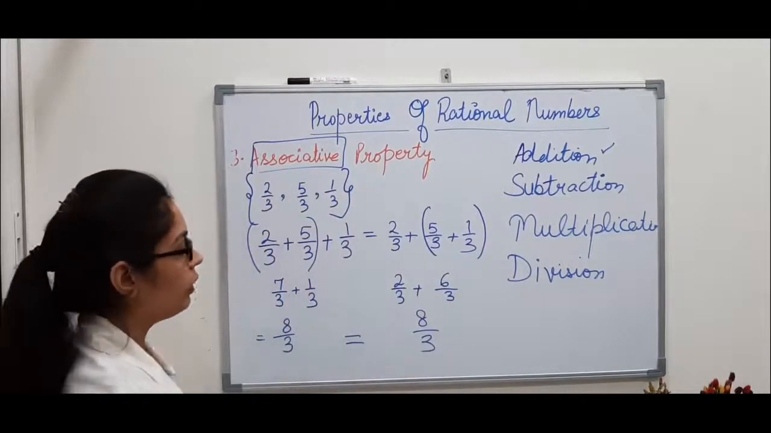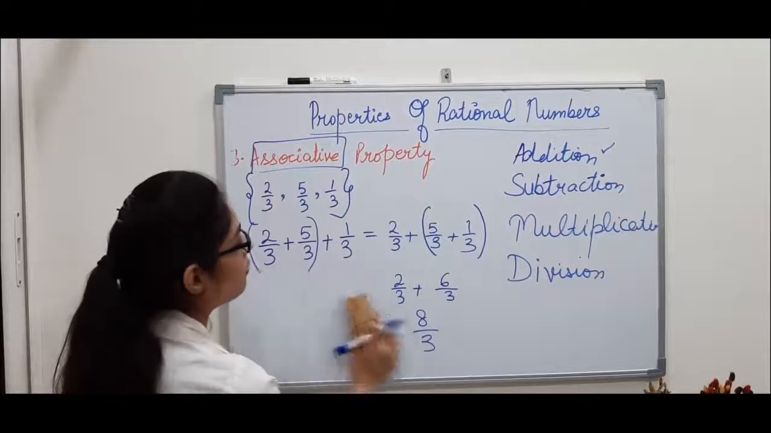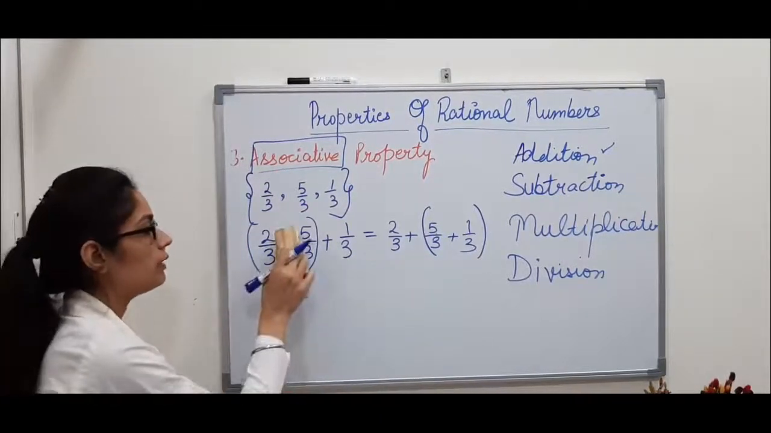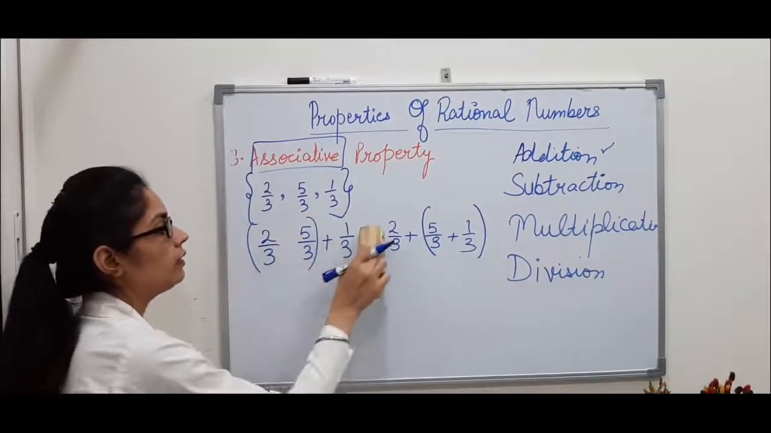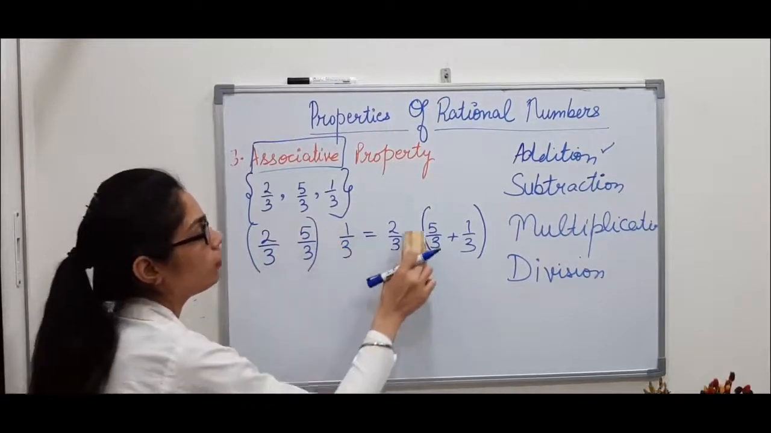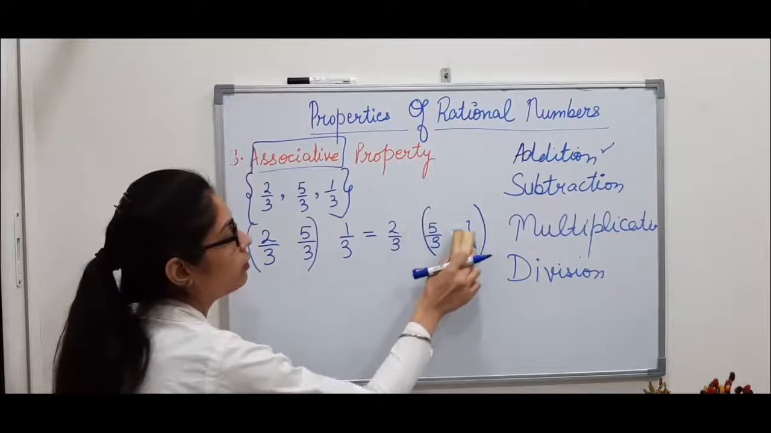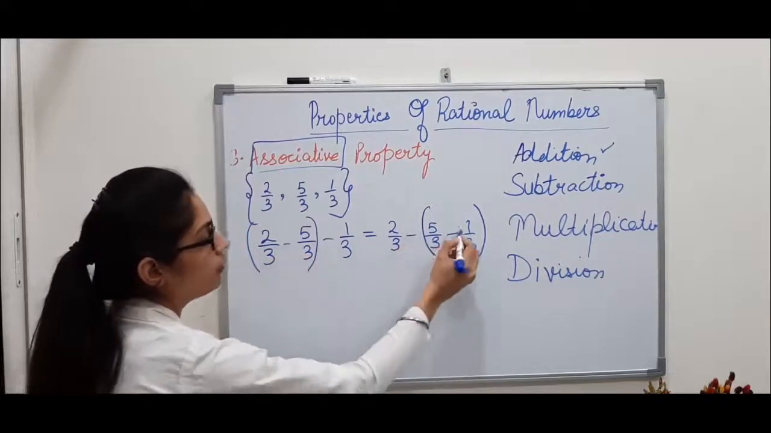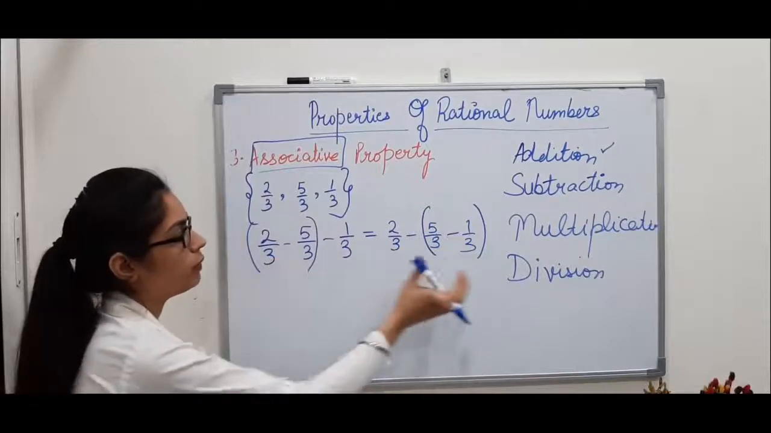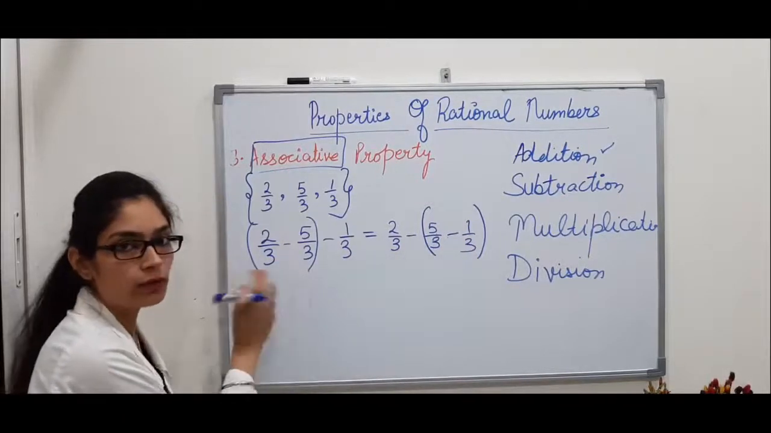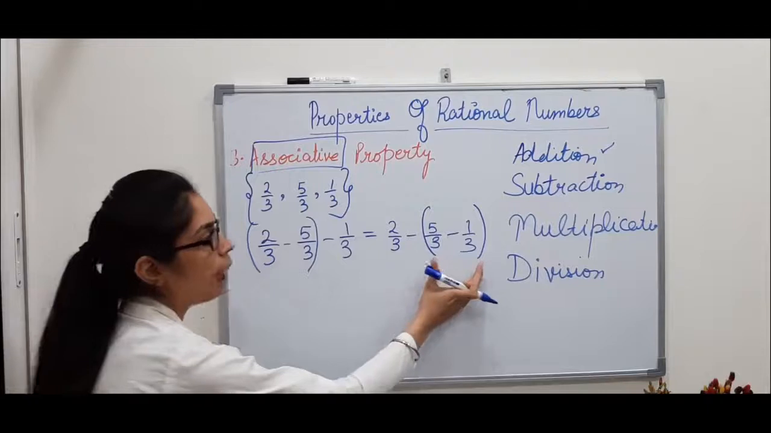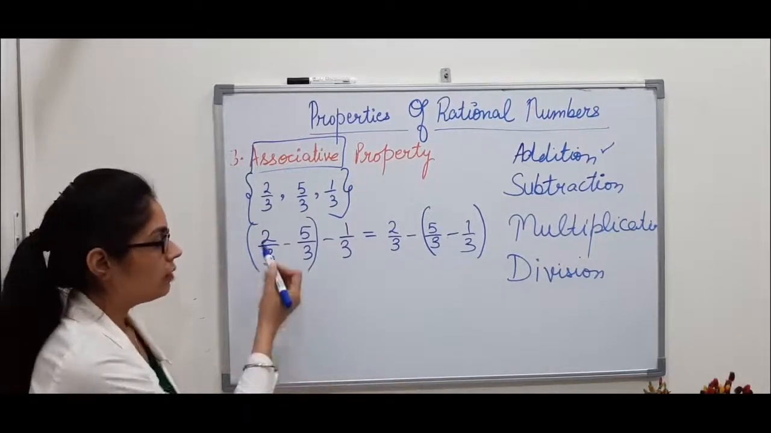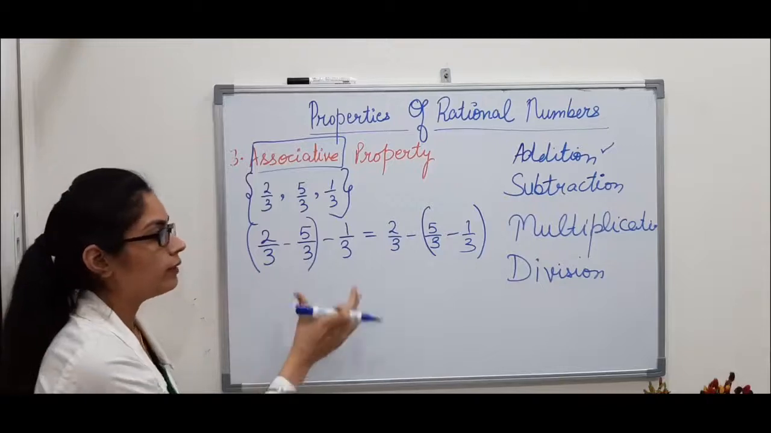Now let's do it for subtraction. Again we will choose the same numbers. The only thing we have to do is, instead of the addition sign, I will put a sign of subtraction. So here only the brackets change. First I am putting a bracket on the first two numbers, on the other side I am putting a bracket on the last two numbers. In the same way we will start. First we will solve the bracket and then the entire term.